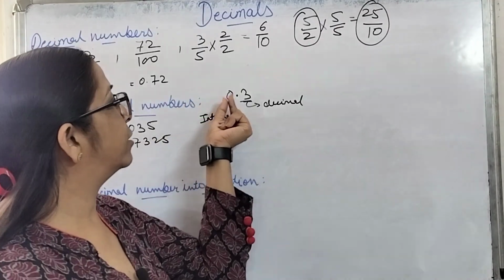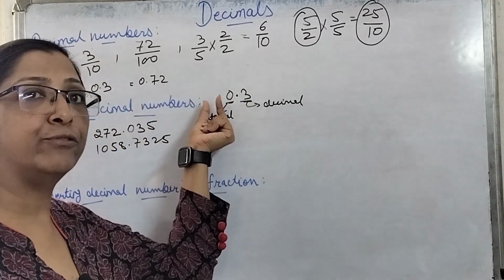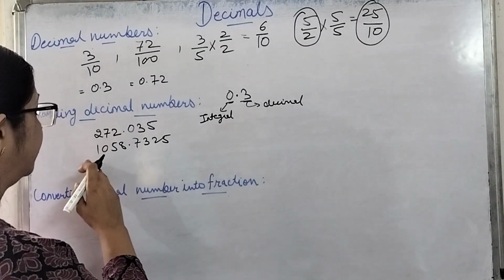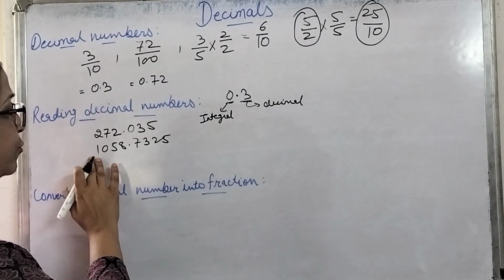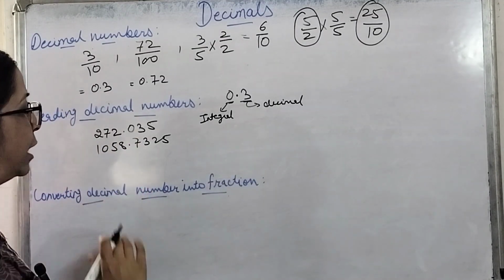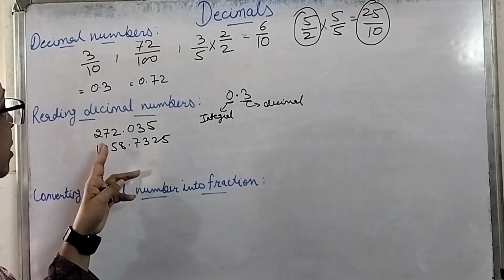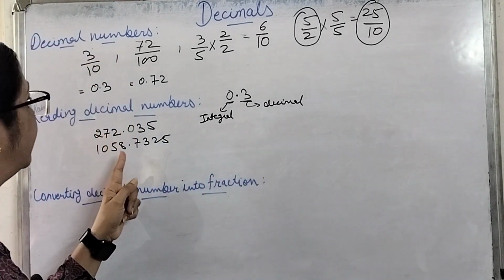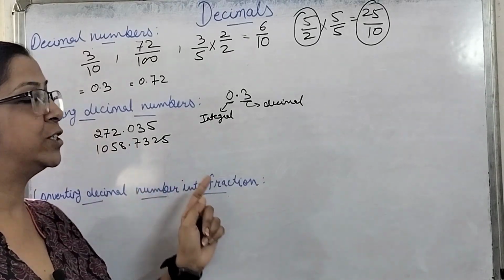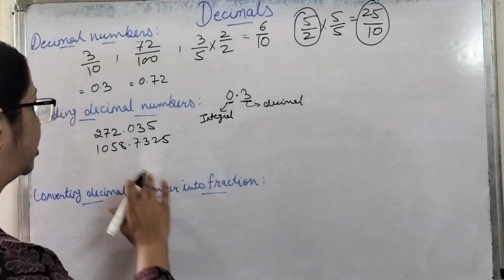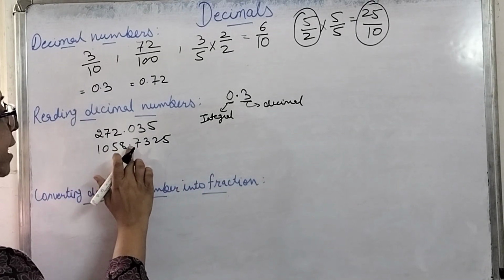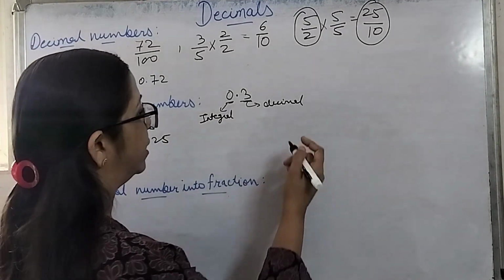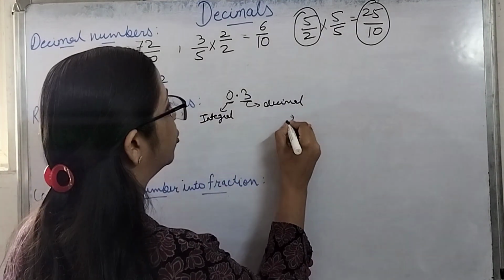The integral part, which is towards the left of the decimal, will be read as we were doing earlier. This is your thousands place, because 4 digits are there, so it will be 1058. After the decimal, which is your decimal part, we will be reading each and every digit separately in order. So this will be 1058.7325.